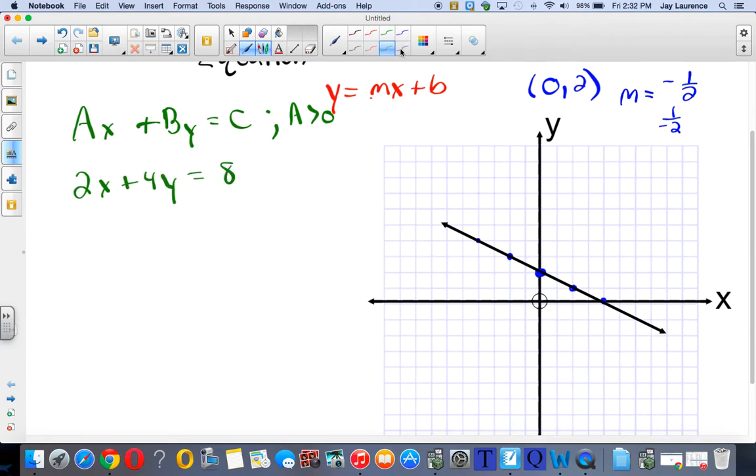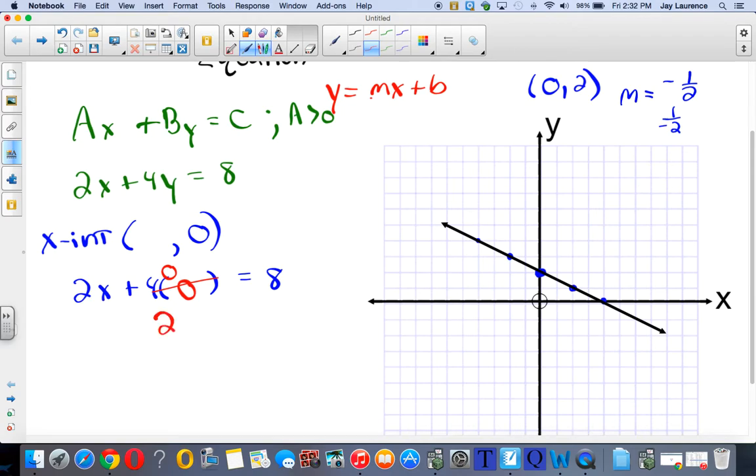All right? When I'm in standard form, I love to find the x-intercept. First thing, I find an x-intercept. What's true about every single point on the x-axis? The y-coordinate is 0. So my x-intercept is going to be some number, 0. I'm going to plug 0 in for y. I'm going to go 2x plus 4, and instead of writing y, I'm going to put a 0 in there. Now, 4 times 0 is 0. 2x plus 0 is 2x. So my equation becomes 2x equals 8. I'll divide by 2, and x is going to equal 4.